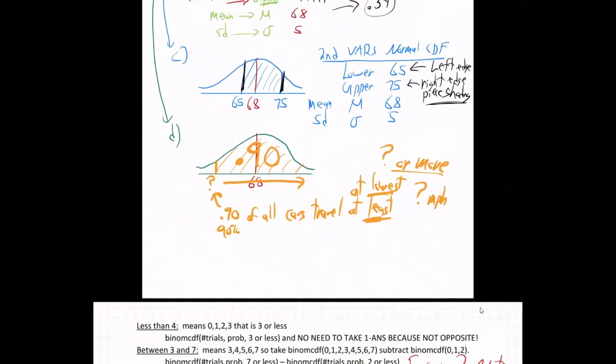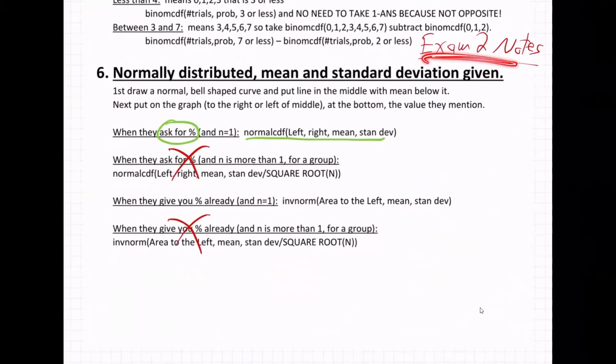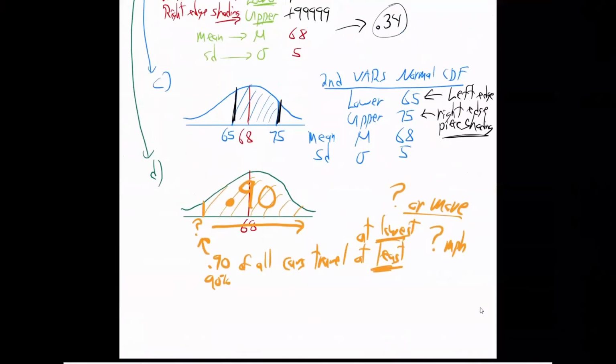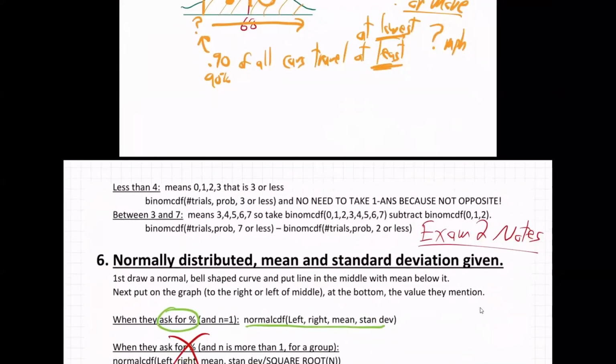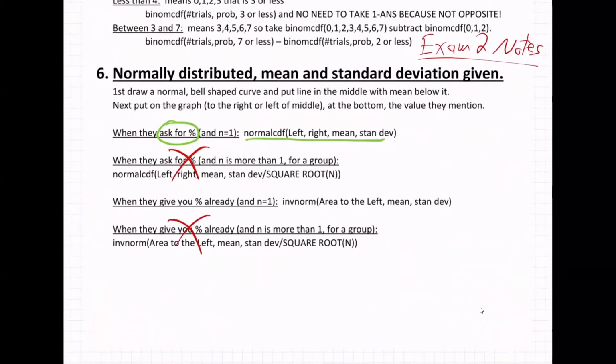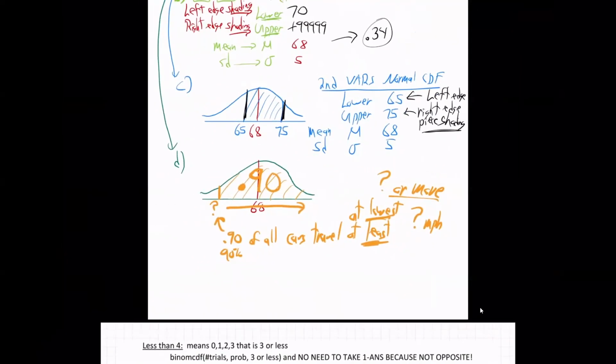Well, let's go back to the notes, the exam 2 notes. Are they asking us for a percentage or giving us a percentage? They're giving us a percentage, right? It says 90% right in the problem. They're giving us a percentage, aren't they? So that's this right here. They're giving us a percentage, inverse norm on the calculator. Okay, right? So let's fill in the details here.